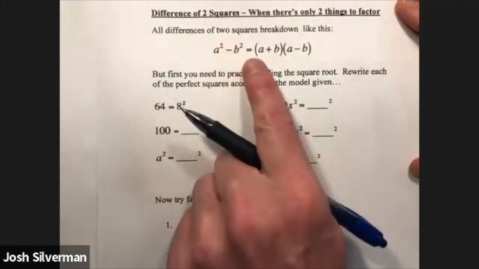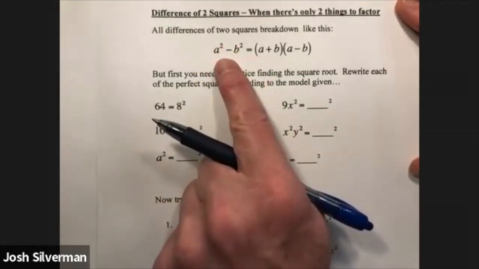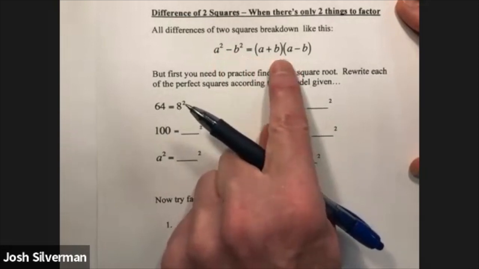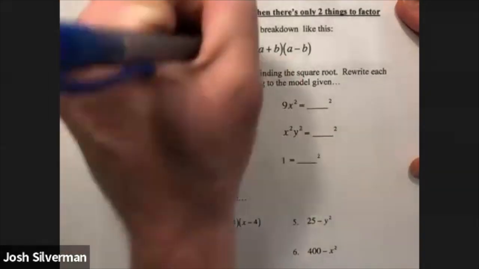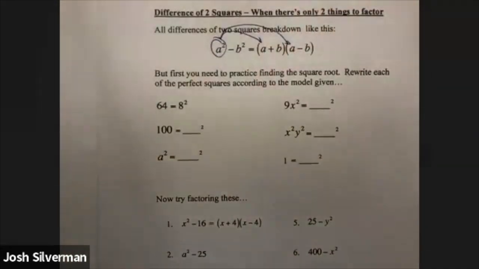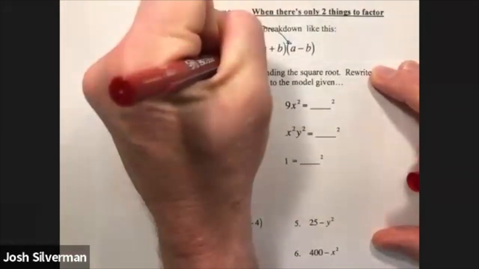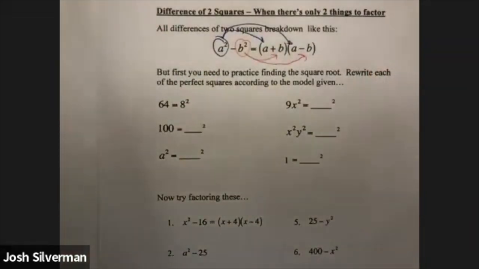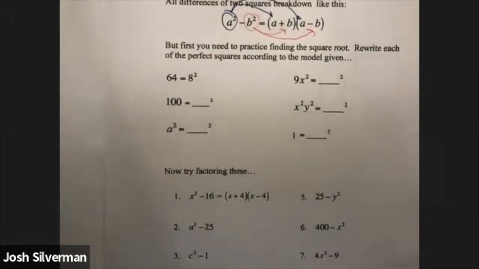All difference of two squares break down like this. Here's our general form. A squared minus b squared is equal to a plus b, a minus b. You're going to take the square root of the thing there, and it goes here and here. You're going to take the square root of the thing there, and it goes here and here. But first, you need to practice finding the square root.